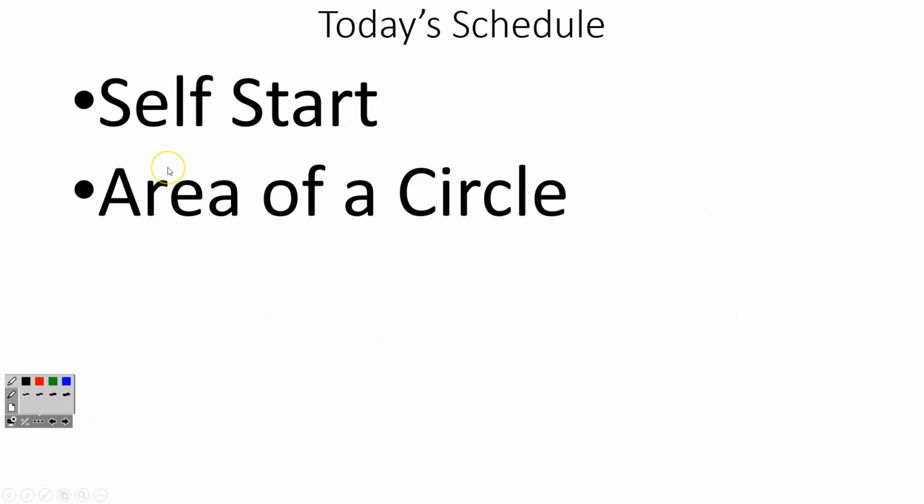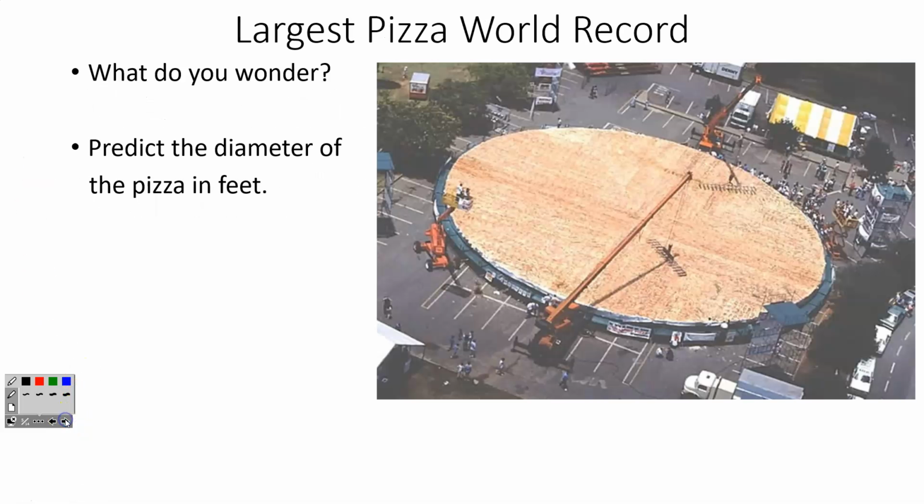For today, we've done the self-start. We're going to be doing area of a circle. So to start off, we're going to talk about the world's largest pizza. So this is a world record, and this is a photograph of it. When I look at it, I see, wow, they're using some cranes. So there's some people, but look how small those people are compared to the pizza. So I wonder, how did they get it there, or how do they cook it? That would just be interesting to me. And students will be predicting the diameter of the pizza in feet. So they're going to predict how wide they think that this pizza is.